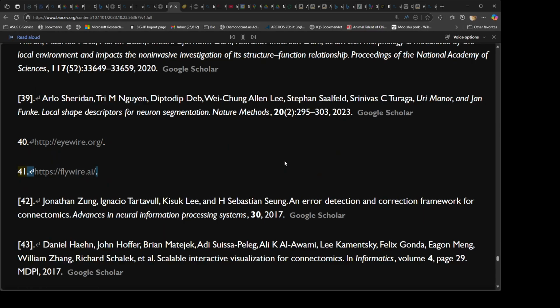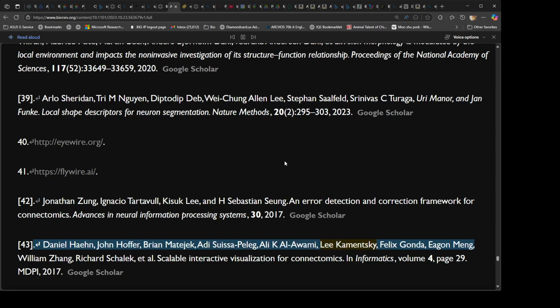http://iwire.org. 41. https://flywire.ai. 42. Jonathan Zung, Ignacio Tardival, Kai-Su Klee, and H. Sebastian Zung. An error detection and correction framework for connectomics. Advances in Neural Information Processing Systems, 30, 2017. Google Scholar, 43.